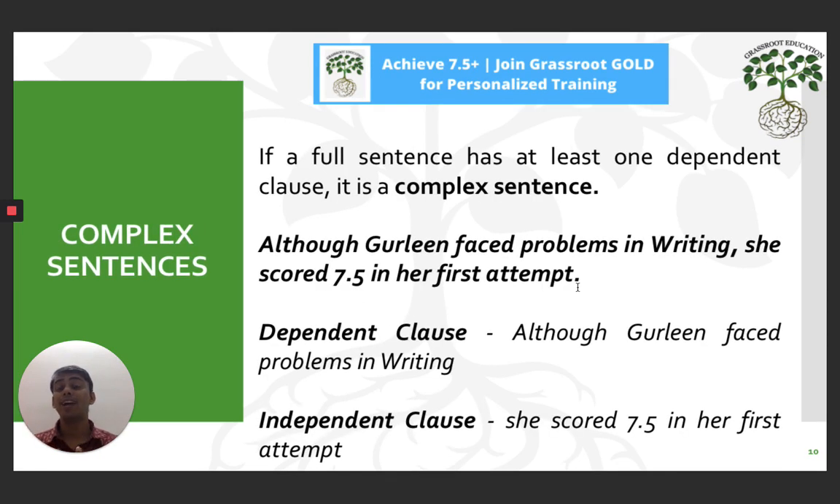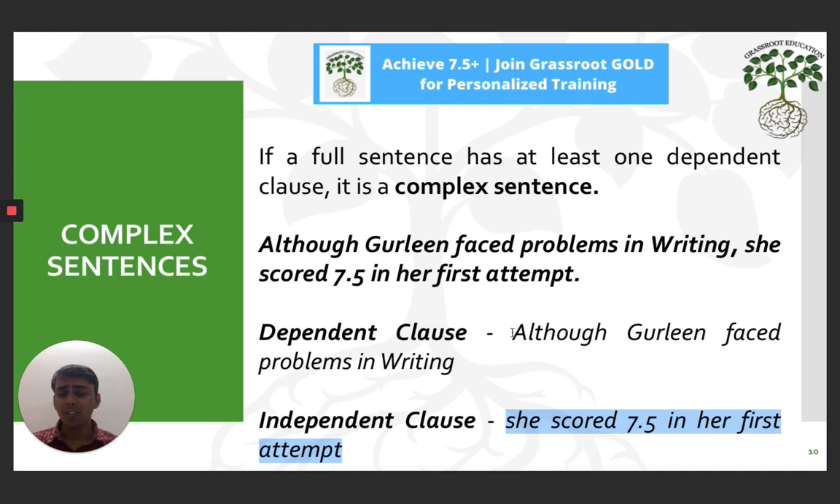Now let's go and learn complex sentences. Now, if a sentence has at least one dependent clause, then it's a complex sentence. Very easy. Look at this. Although Gurleen faced problems in writing, she scored 7.5 in her first attempt. Now, she scored 7.5 in her first attempt is your independent clause. Why? Because it can exist separately, right?